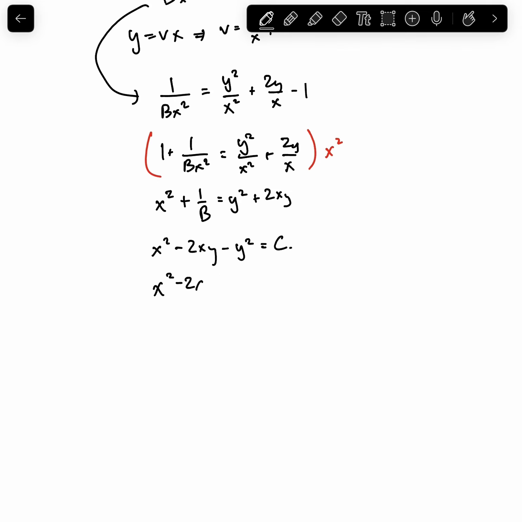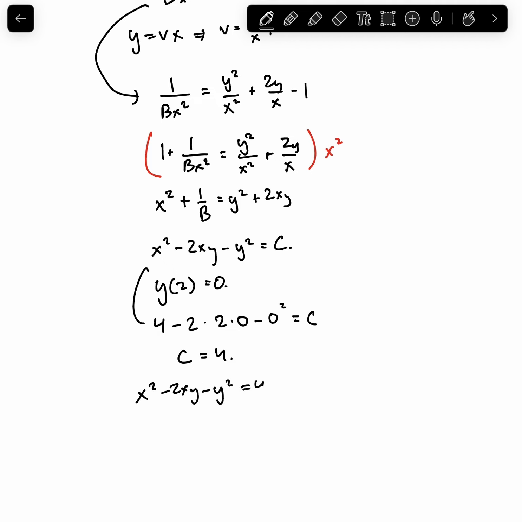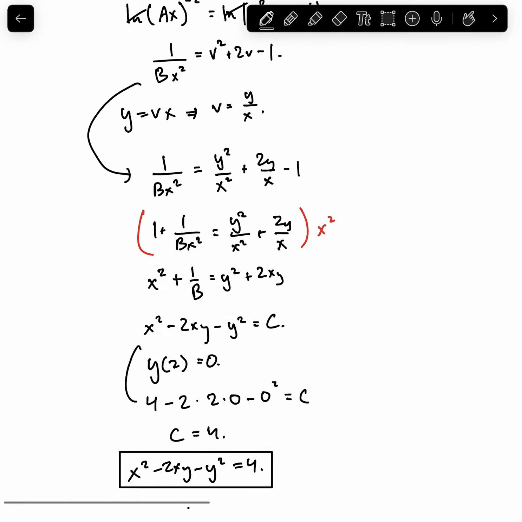x squared minus 2xy minus y squared equals c. So we have y of 2 is equal to 0. Right? If we plug in x equals 2 here, what do we get? 4 minus 2 times 2 times 0 minus 0 squared equals c. These terms are all 0, so c equals 4. Finally, x squared minus 2xy minus y squared equals 4. And this is our final solution to that differential equation.